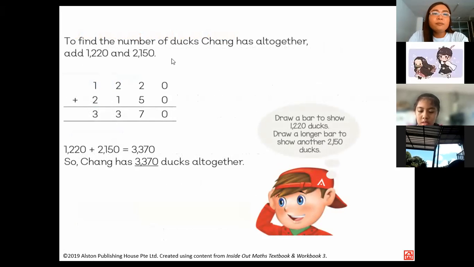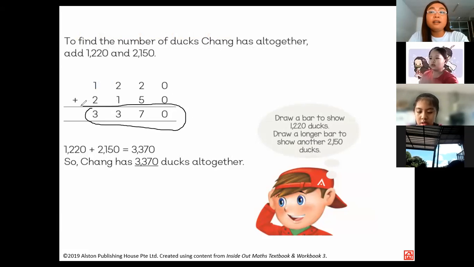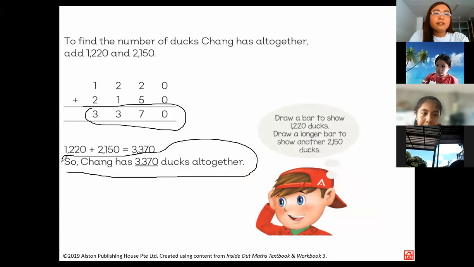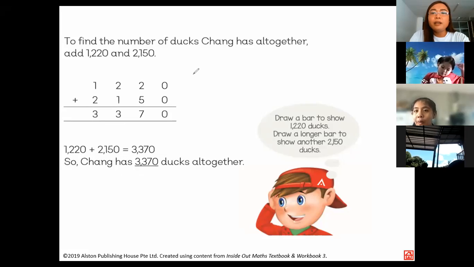1,220 plus 2,150. The answer is 3,370 ducks. So the answer to that word problem is Chang has 3,370 ducks altogether. Do you understand? Yes, I do. No, I don't. Yes, I do. Okay, very good. I will give you another example, class.